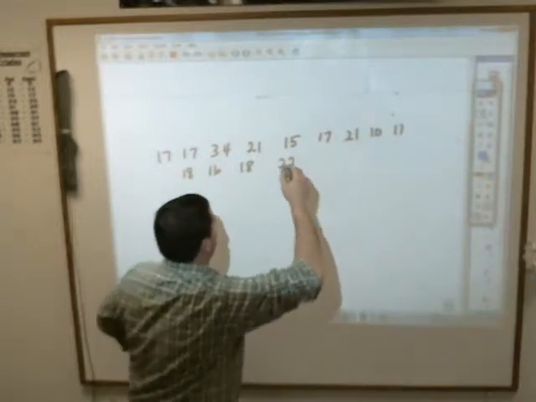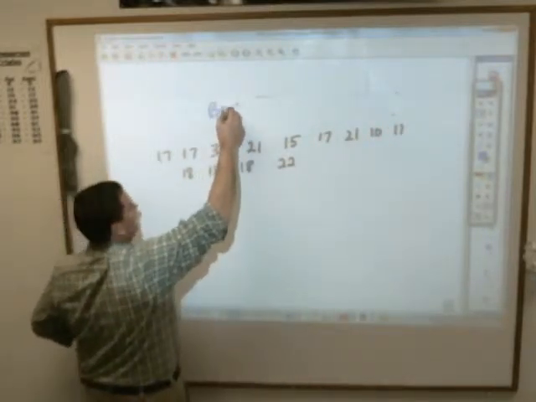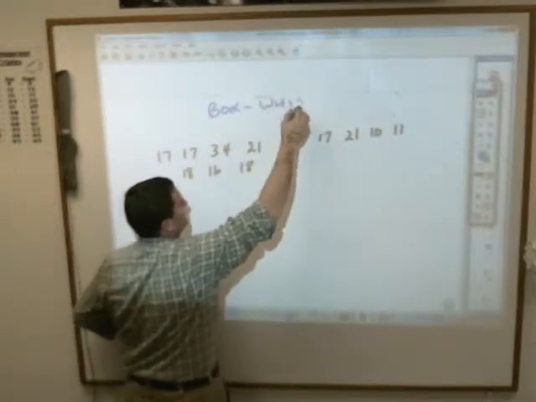Under box and whisker plots. The box and whisker plots.